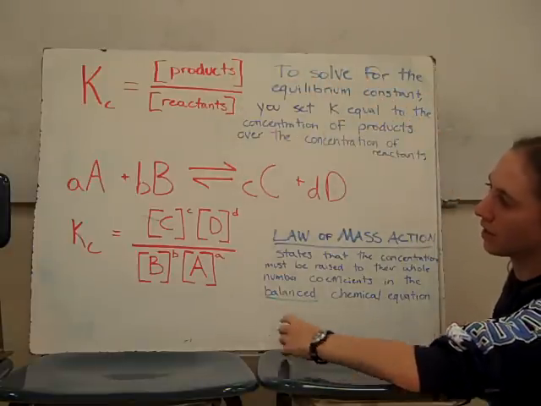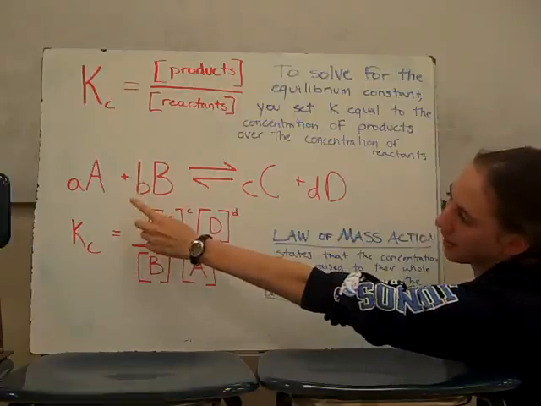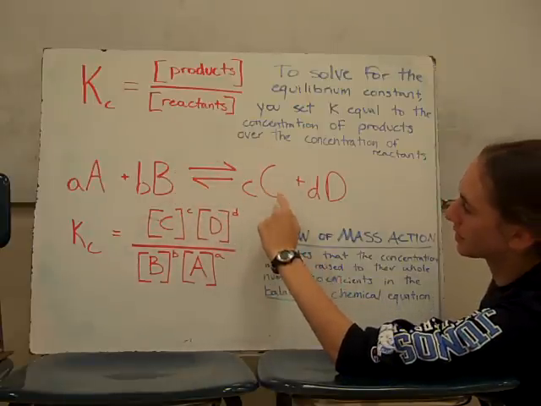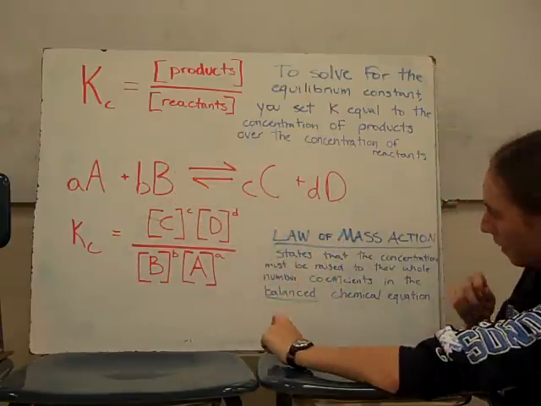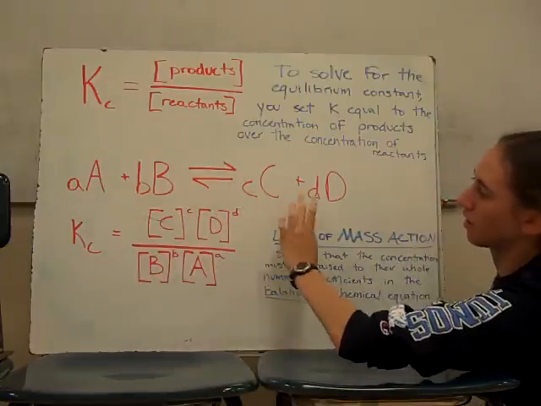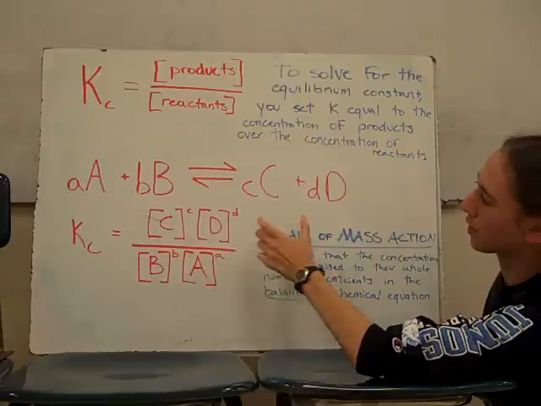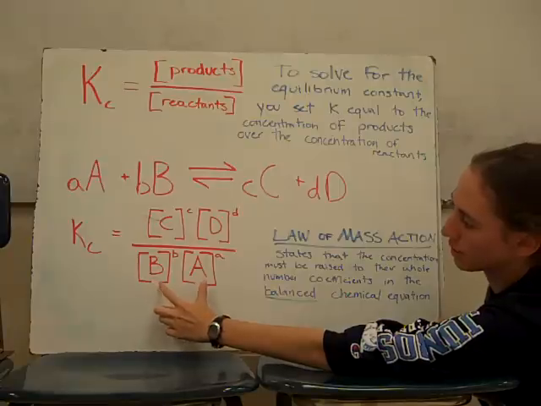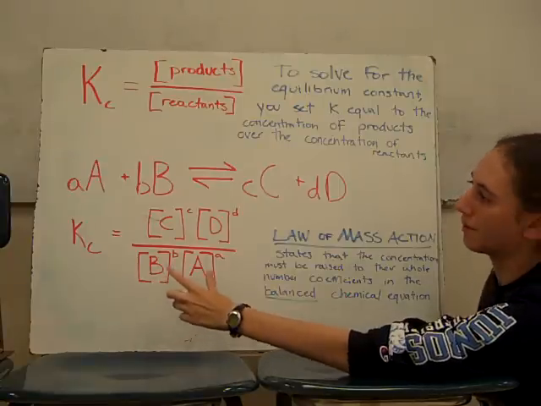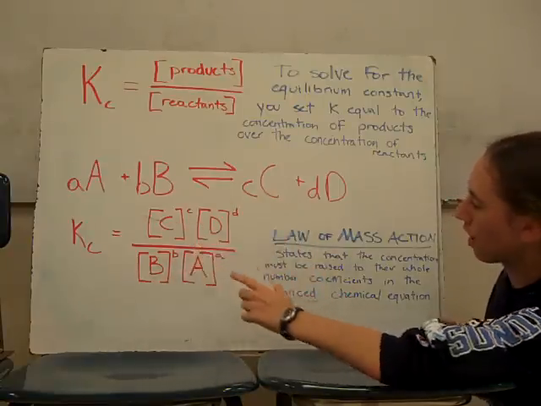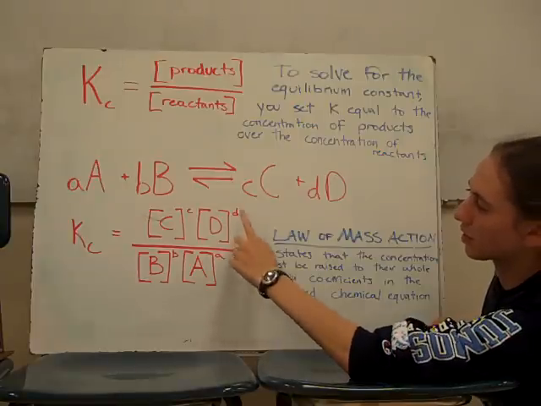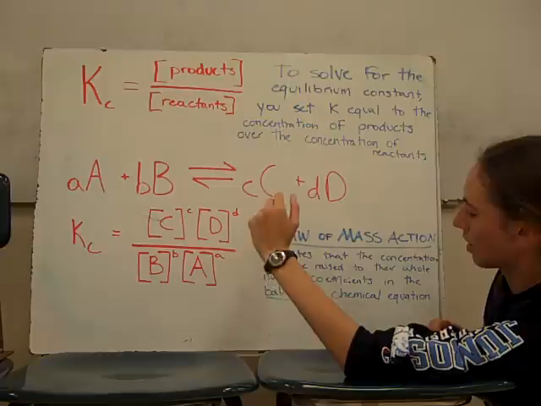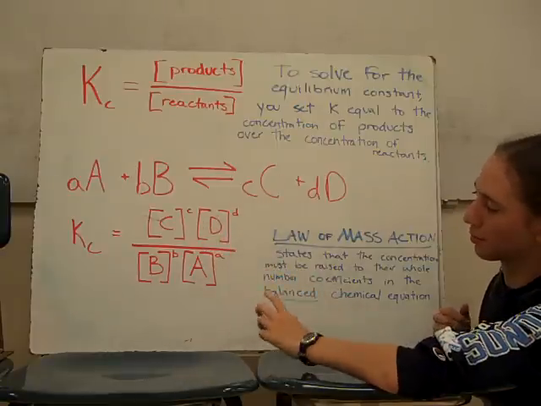So, in a given equation of little a, big A, plus little b, big B, is in equilibrium with little c, big C, plus little d, big D. The little letters are the coefficients. So, you will have the concentration of big D and big C over the concentrations of big B and big A. But, because these have coefficients, the law of mass action states that you must raise the concentrations to the whole number value of the coefficient that is expressed in the balanced chemical equation.